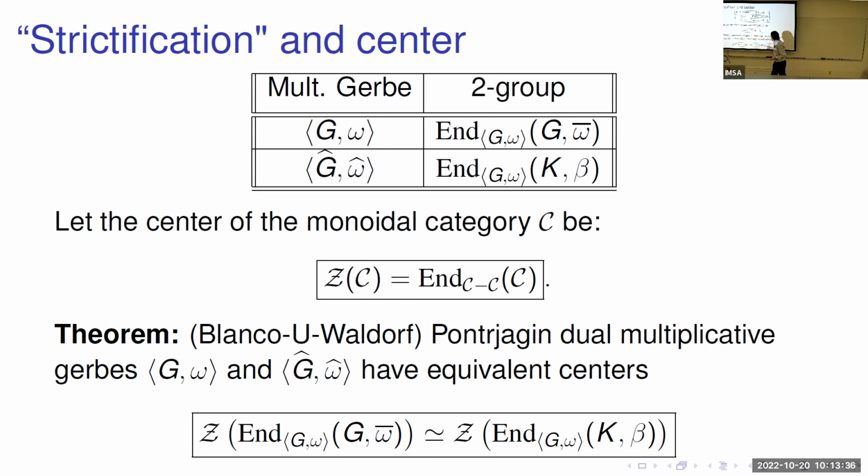Why am I doing it this way? Because then these are two groups, strict two-groups. So I strictified the non-strict. So I strictify them, and when they are strictified, then these things are easier to define. And so whenever two of this information are Pontryagin dual, then the centers are equivalent.